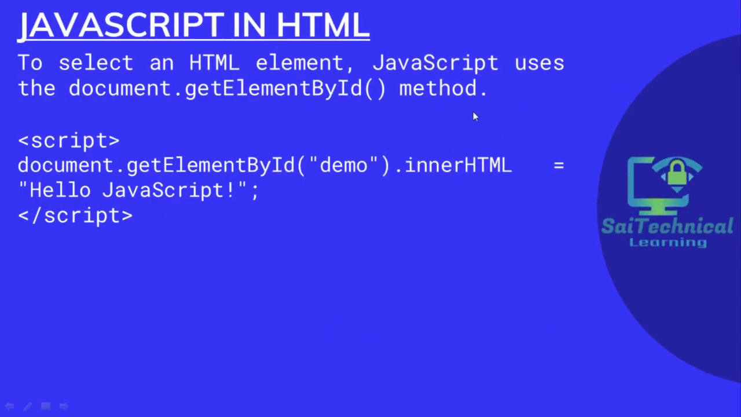To select HTML elements, JavaScript uses the document.getElementById method. For example, here we have used the script tag, and inside it we have used document.getElementById and the name of the ID, that is demo. That means this statement will search for the demo ID in your web page. Then we have used .innerHTML equals to "Hello JavaScript". That means whenever the demo ID is found, it prints Hello JavaScript in that particular element.